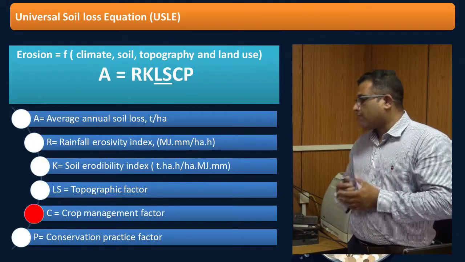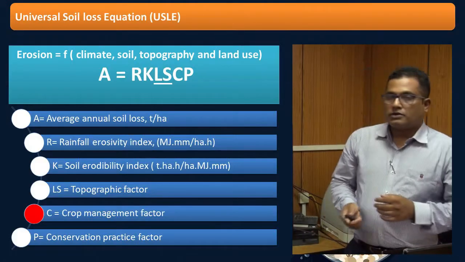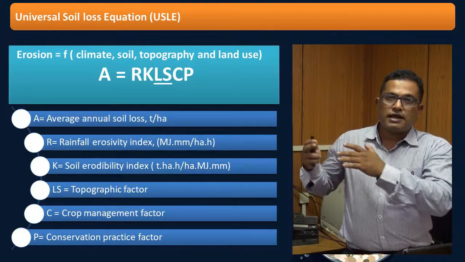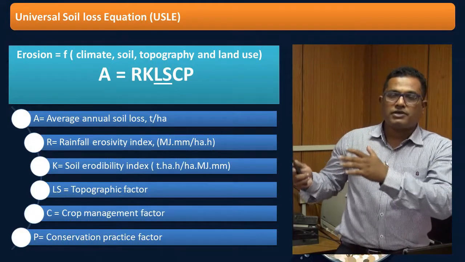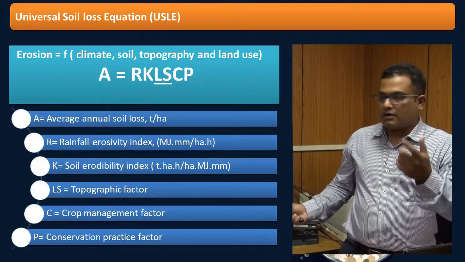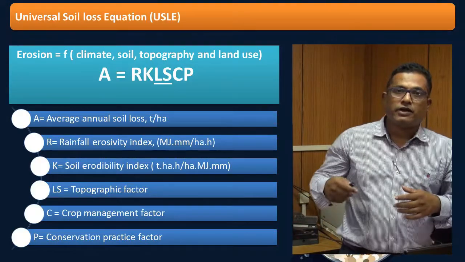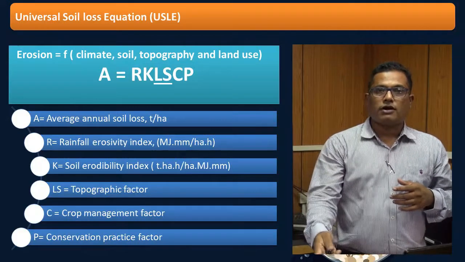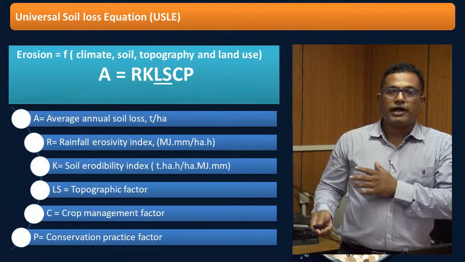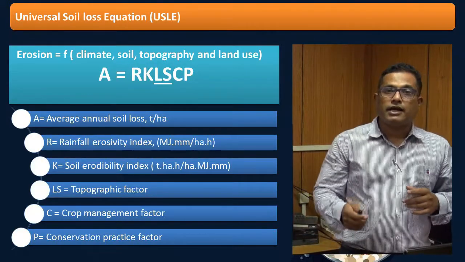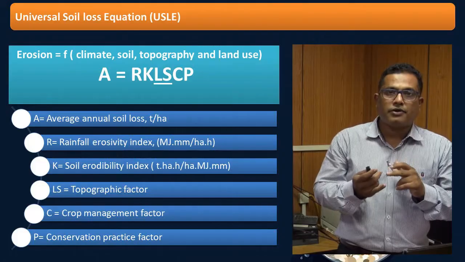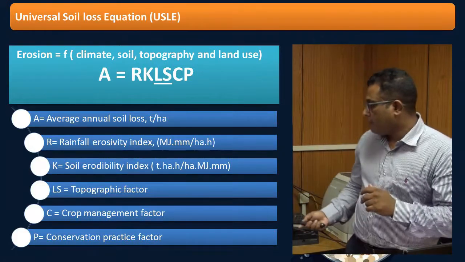And C is the crop management factor. By crop management factor we mean what the land use of that place is and which different types of crops we have grown. And let me tell you one more thing. This RKLSCP is particularly for agricultural land. It's not for non-agricultural land, because we do not consider gully erosion here. We consider only sheet, raindrop and rill erosion.